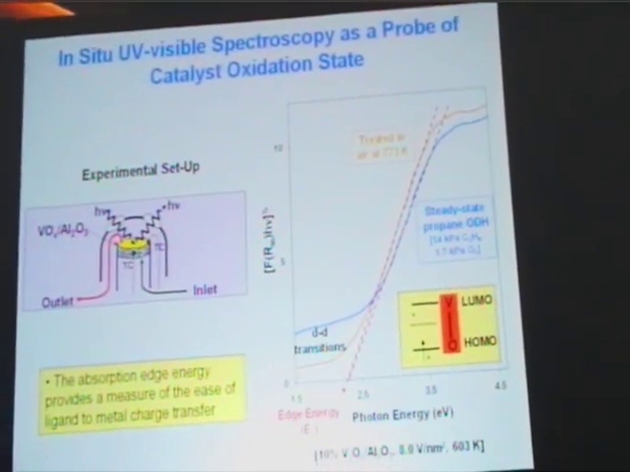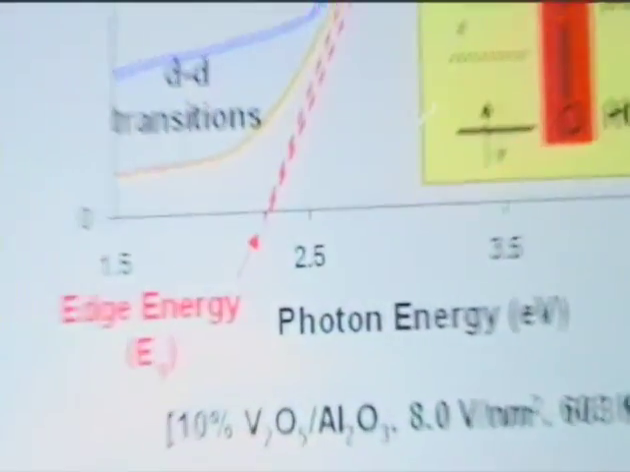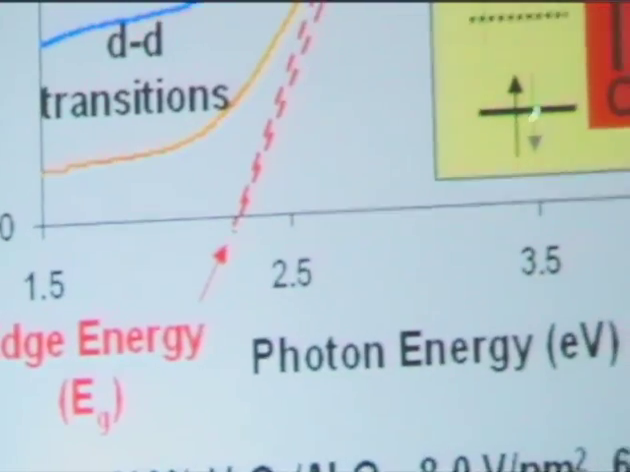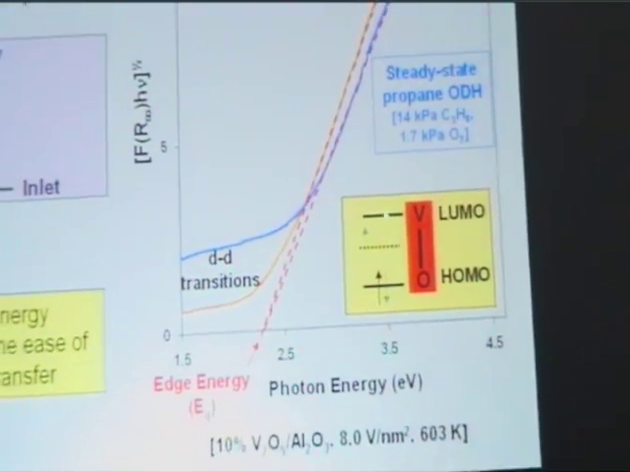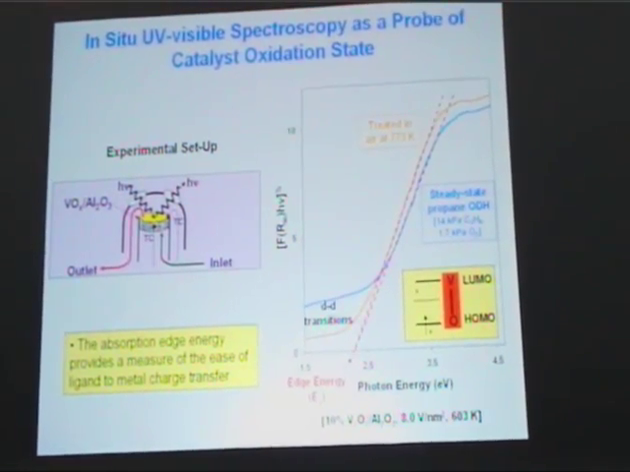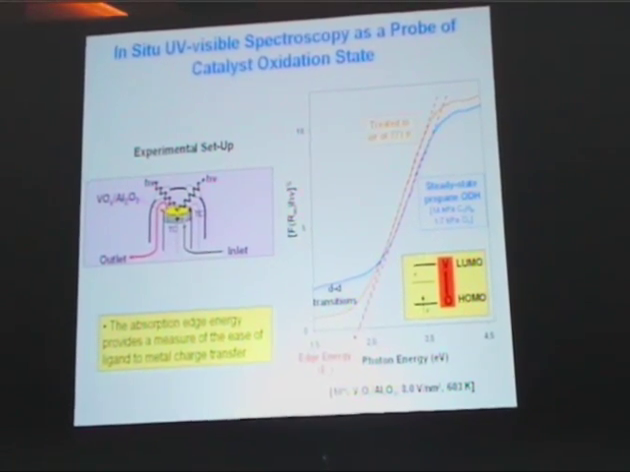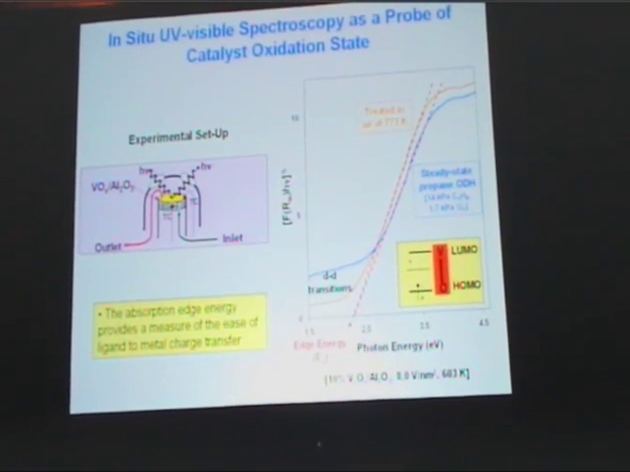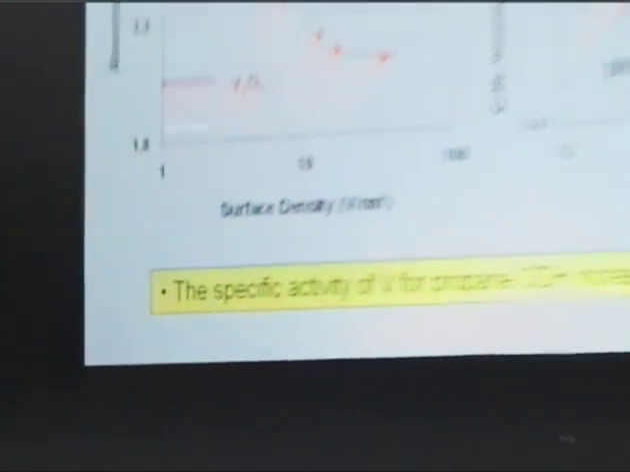or the absorption energy over here. And that provides you a measure of the ease of transferring electrons from oxygen, the HOMO orbitals, to vanadium in the LUMO orbitals. So it's a measure of how easy it is to cross this band gap. Now the question is, how does this relate to catalysis? I show you that here.